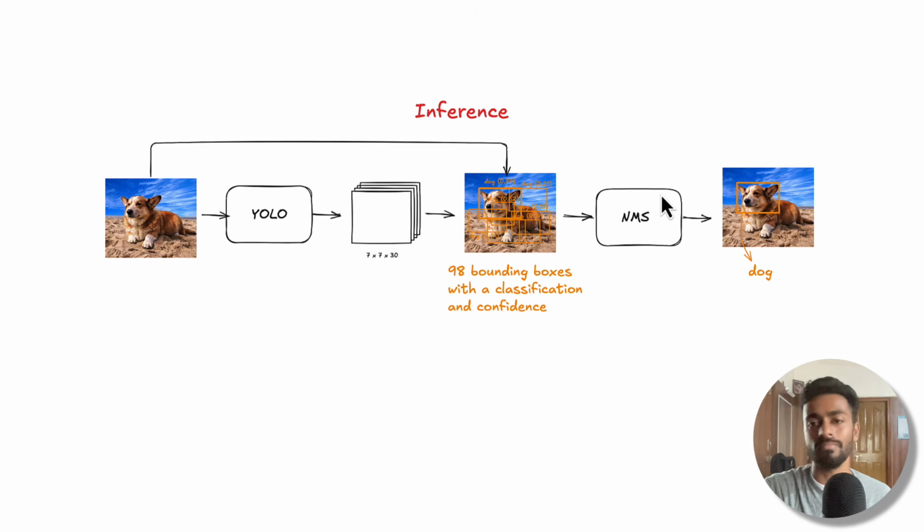And then you can perform NMS. So this is non-maximum suppression. That's basically sorting these bounding boxes in descending order of confidence and then removing very highly overlapping bounding boxes in order to get this final image with a localization and a classification. And I hope all of this now made sense for YOLO.